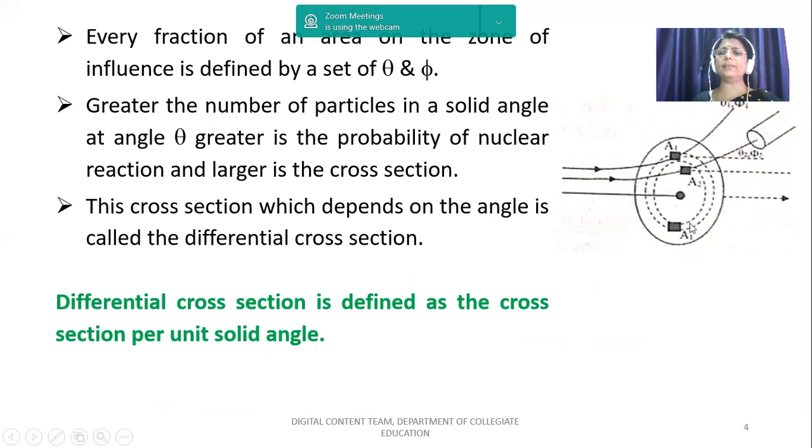When I consider this particular diagram, when A1 suffers the deflection with the angle theta 1 phi 1, when you consider on the same zone of influence another point A1, which is at the bottom of the target nucleus, this will also be subjected to the same angular deflection theta 1 and phi 1 with respect to the incident direction of the projectile. Similarly, A2 suffers an angular deflection, which is different from that of the upper zone of influence.